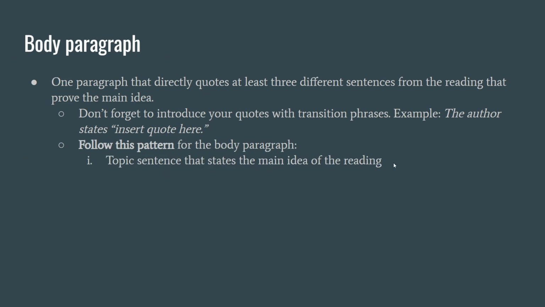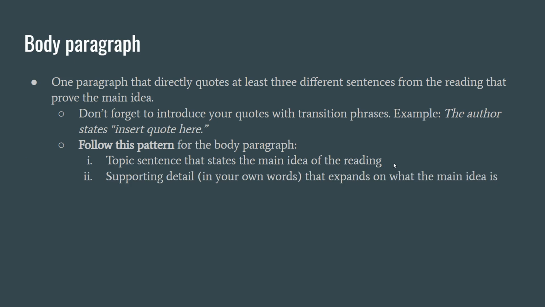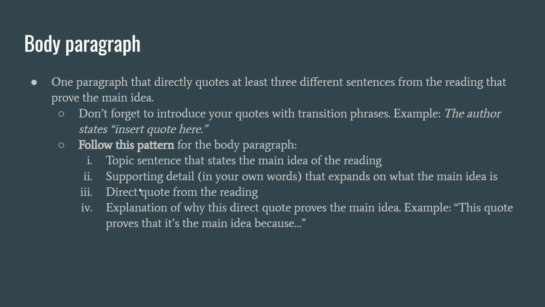of the reading. So you basically repeat your thesis statement in a way. What is the main idea of the reading? Start the topic sentence with that. Start the paragraph with that topic sentence. Then you need a sentence of supporting detail in your own words that expands on what the main idea is. So expand on what that main idea is in your own words. Then pull a direct quote from the reading using this pattern to prove that this is the main idea. And then explain why this direct quote proves the main idea.